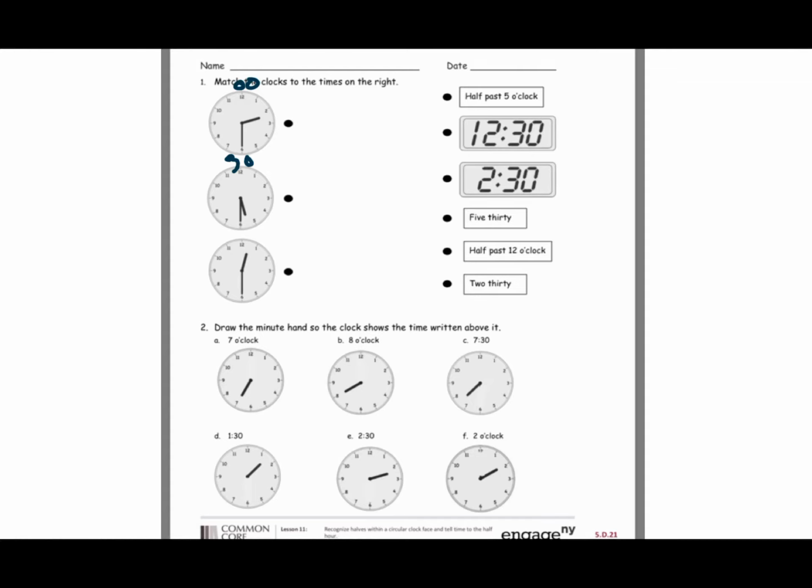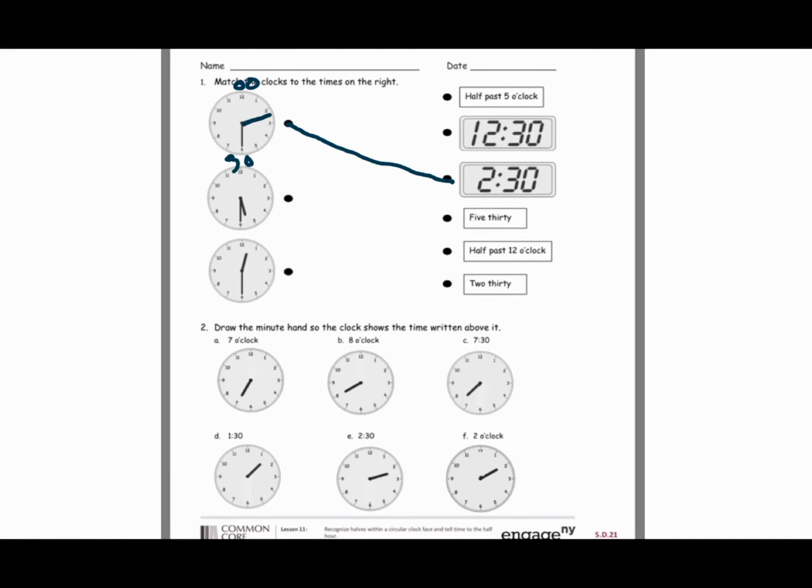So here, this hour hand is pointing, it's not really pointing to the 2, boys and girls. It's pointing after the 2. So it's still 2 o'clock because it's not at the 3 yet. So we could say it's still 2 and 30 minutes. Which one shows 2 and 30 minutes? I would go with this one right here, 2:30.